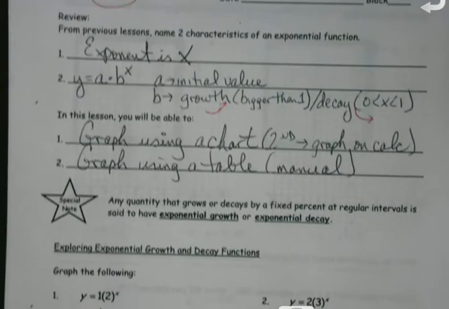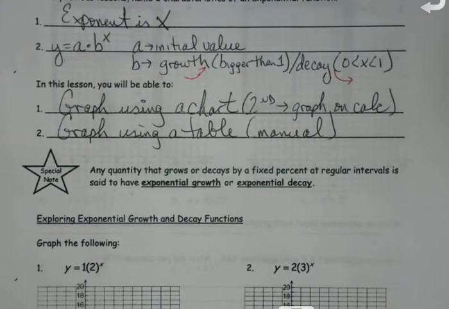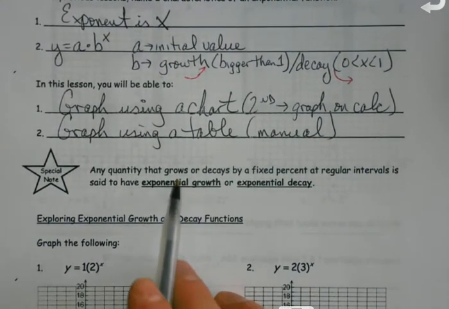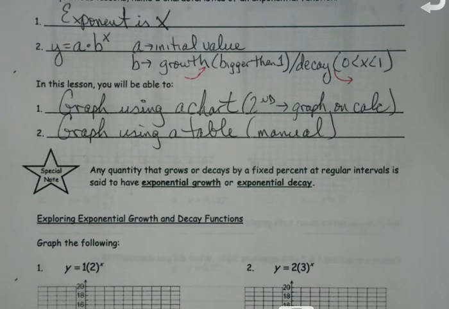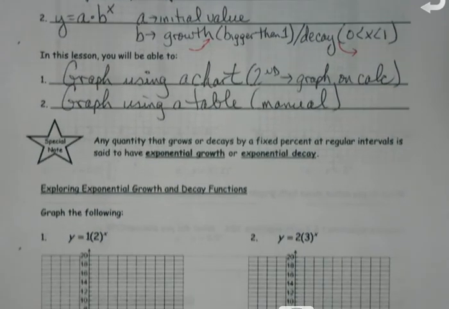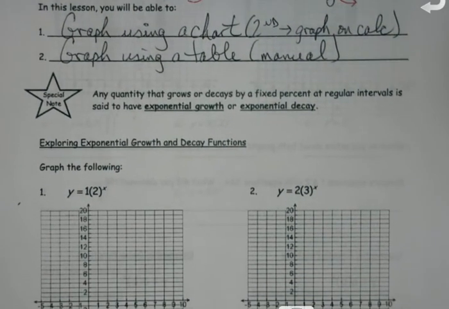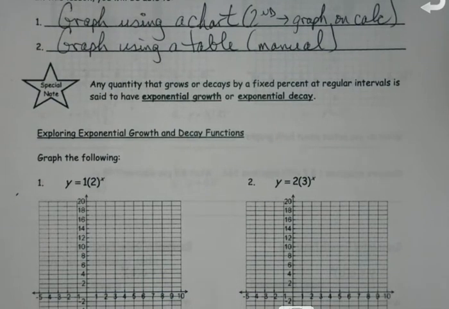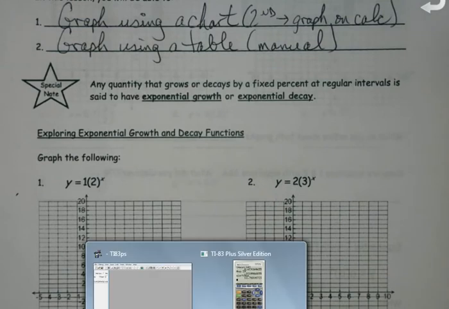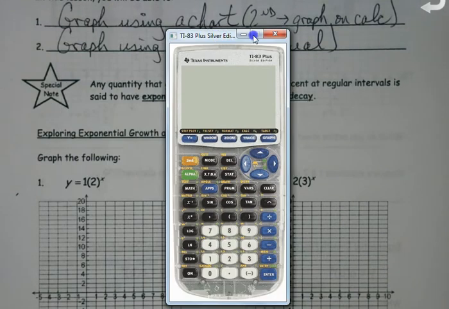Just a reminder, we talked about this on Monday: anything that grows or decays by a fixed percent or regularity, whether it's 5%, doubles, whatever it happens to be, is going to have growth or decay. So, when I go to graph these, this first one we'll do using the regular calculator and the graphing function. Let me get the calculator up here.